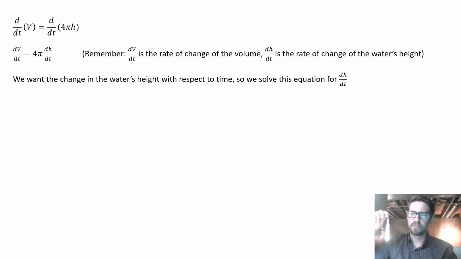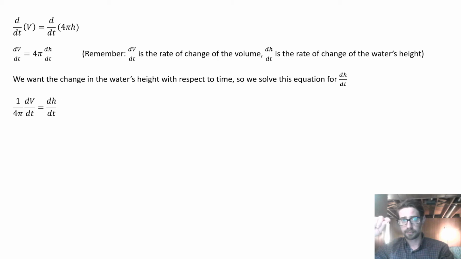Now we have to remember what we're even looking for. We're looking for the rate of change of the water's height. So that's what dh dt is. The next step is to solve that little equation for dh dt. That's the thing we were asked for in the first place, so you have to know that. That's easy to do. You just divide both sides by 4 pi. So 1 over 4 pi times dv dt equals dh dt.